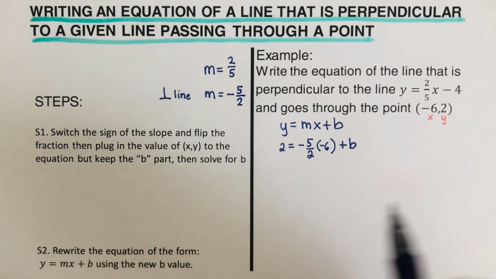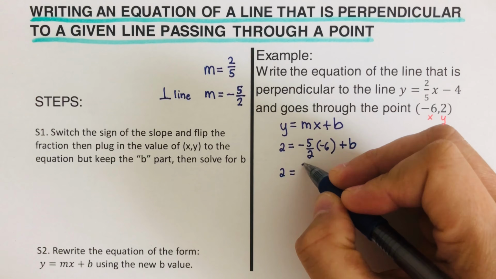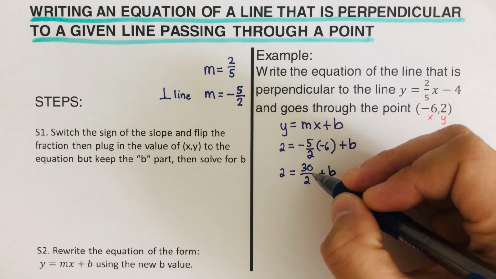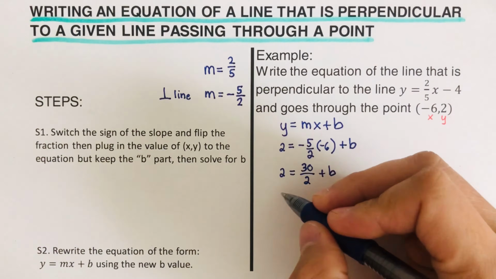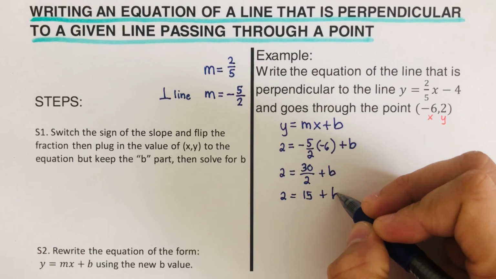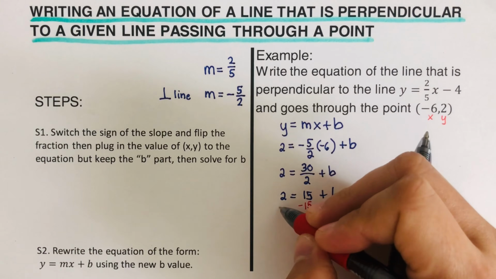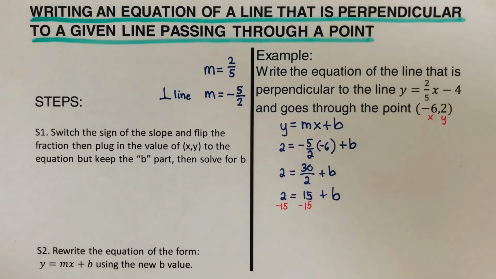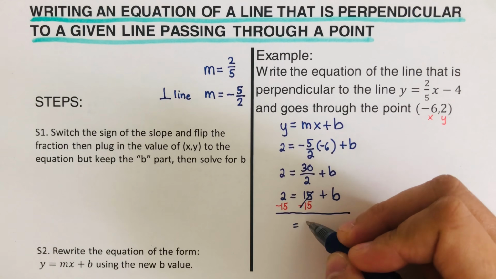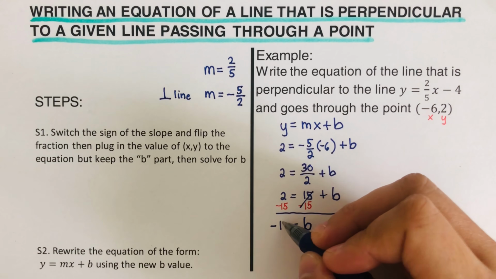Now we are going to simplify. So this would be 2 equals -5/2 times 6, which is -15, plus b. Then 2 equals -15 plus b. And so we are going to add 15 to both sides. So then we get the y-intercept for this perpendicular line, b equals 17.